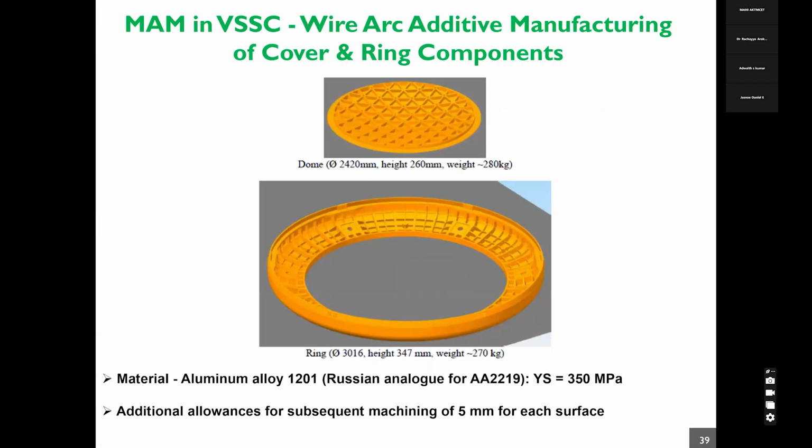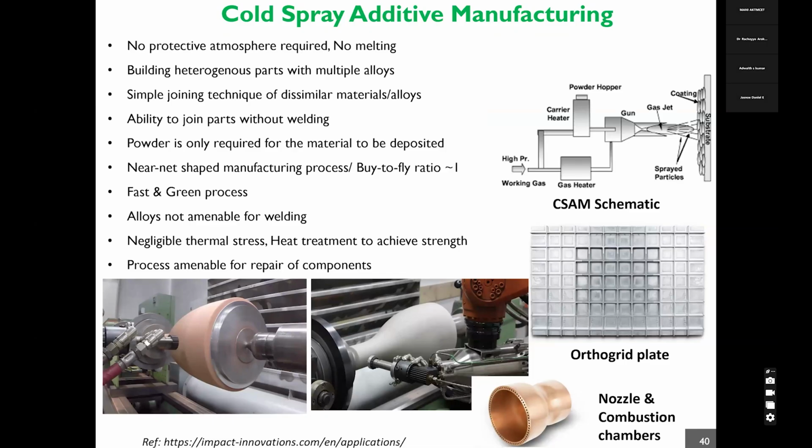So again, we have identified different components that can be made through the wire arc additive manufacturing process. So these are very large size components of 2.4 to 3 meter class. So these components can be made using aluminum alloy filler wire, using aluminum alloy 1201, a Russian analog of 2219. We can get a yield strength of around 350 MPa. Here, of course, being a near net shaped process, you need to have additional allowances for sufficient machining of each surface. And this is another example of cold spray additive manufacturing process.